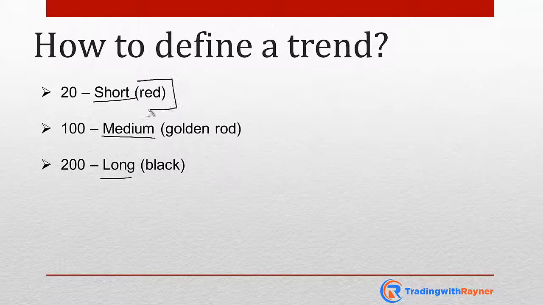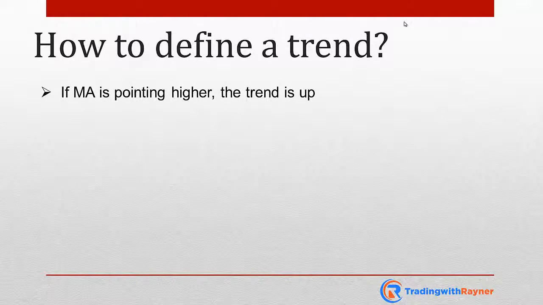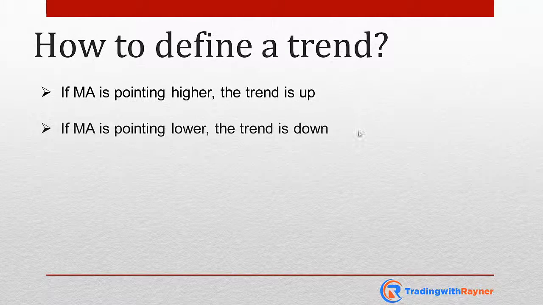So red is just basically the color of my MA. This is goldenrod. I would say it's in between golden, yellow and brown. And this black color represents the 200 period moving average. So how we'll go about doing it is very simple. If the moving average is pointing higher, then the trend is up. And similarly, if the moving average is pointing lower, then the trend is down.